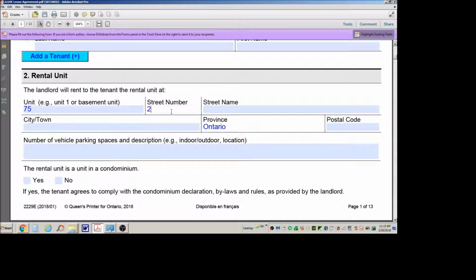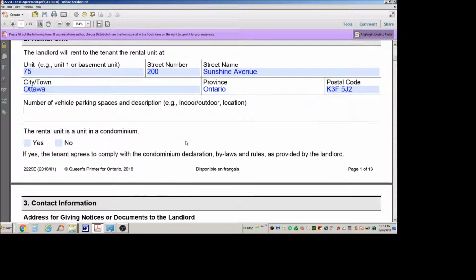Now you obviously fill out the unit. So let's say it's unit 75, street number 200, Sunshine Avenue, in the province of Ontario. I am a salesperson in Ottawa, and obviously there would be a postal code like K2J 5F3.